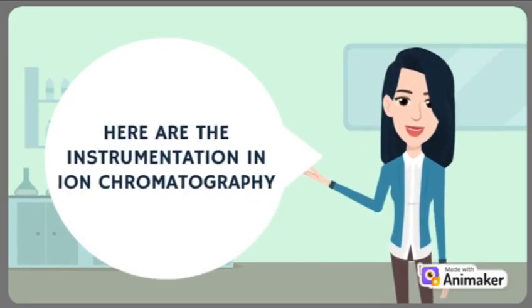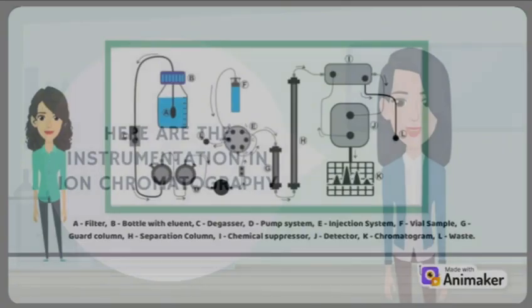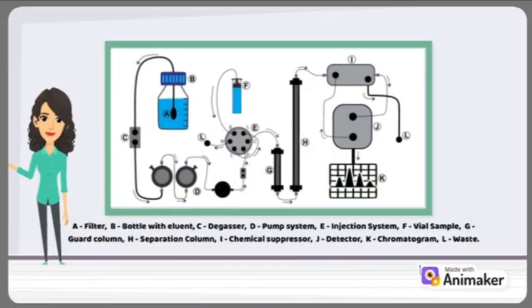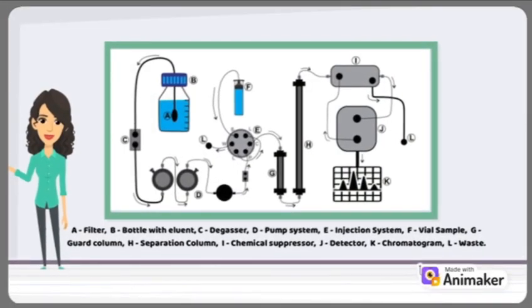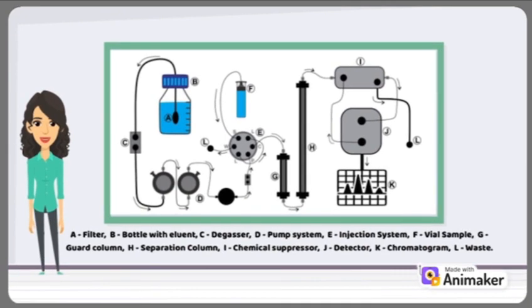Components of the ion chromatography. An ion chromatography system consists of several key components that work together to separate and measure ions in a sample. This diagram shows the schematic of an ion chromatography system.